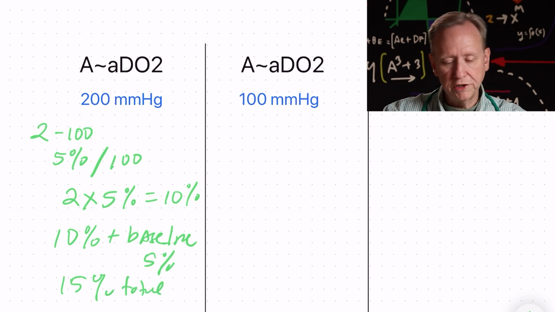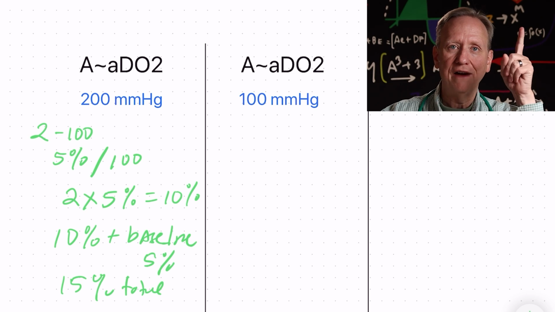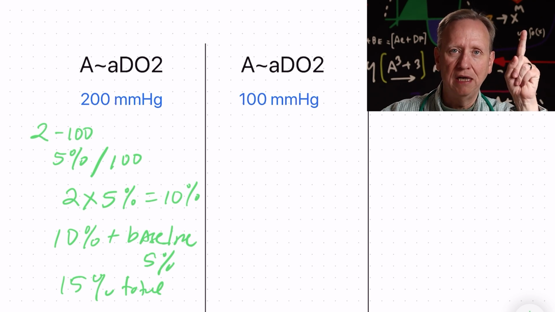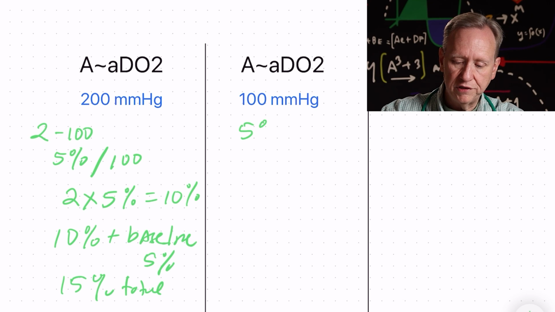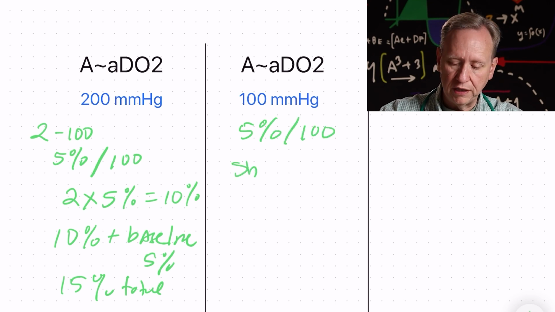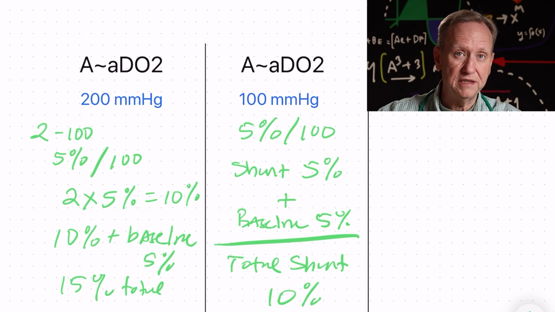That's how that works. Well, let's try another one. Okay, so here we're dealing with 100. So I only have one 100, and I'm going to give that 100 5%. And so that's 5% per 100. We only have one of those, so my shunt right now at this point is going to be 5%. The only thing I need to do is add the baseline, which is another 5%. So we have a total shunt of 10%. So it's as easy as that.